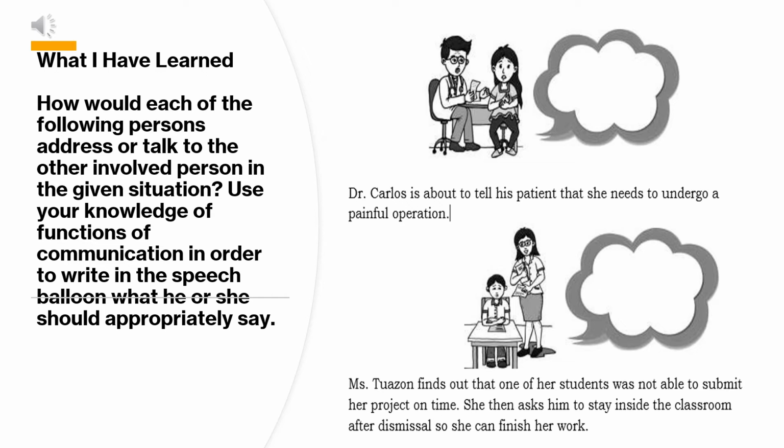Then, the next one. Miss Tuason finds out that one of her students was not able to submit her project on time. She then asked him to stay inside the classroom after dismissal so she can finish her work. Okay. But of course, Miss Tuason will not be leaving the student alone inside the classroom. So it should not be done that way. So what could be the function of communication here? Is it control and regulation? Is it motivation? Emotional? Social interaction?